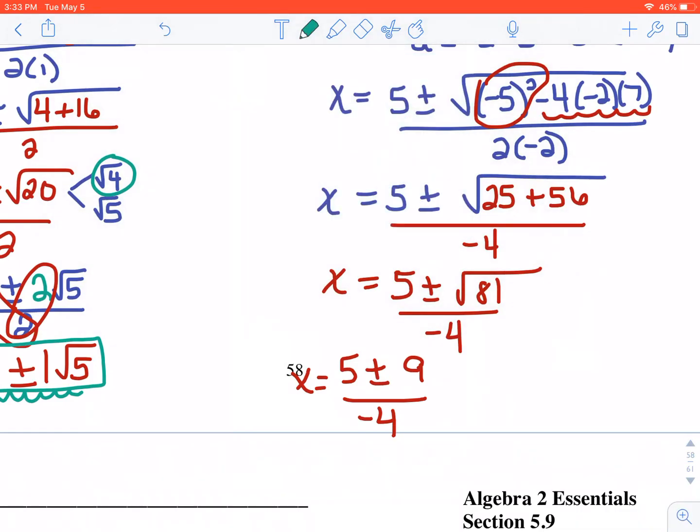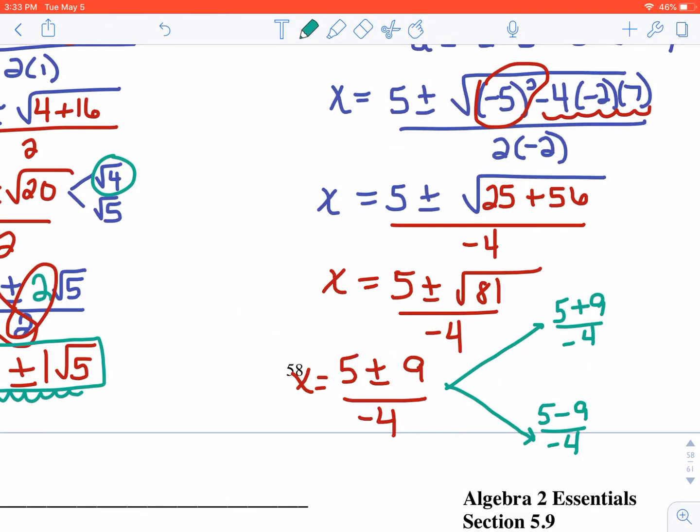So we've got to solve this. We're going to split this up into two equations. This is different than the last two we did. This is like the first one that we did. So we have 5 plus 9 divided by negative 4. We have 5 minus 9 divided by negative 4. So I have the plus part and the minus part.